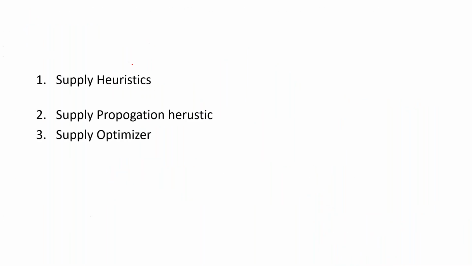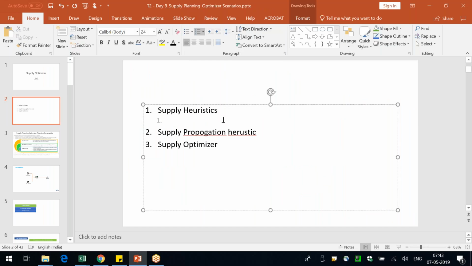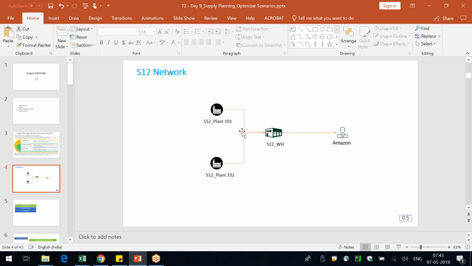Okay, and now, how do the supply heuristics function? Supply heuristics function with quotas, right? We have to give a quota. Here the warehouse has two options. I'll give 0.5 to plant 1 and 0.5 to plant 2. Then the demand would be split as per 0.5 and 0.5.